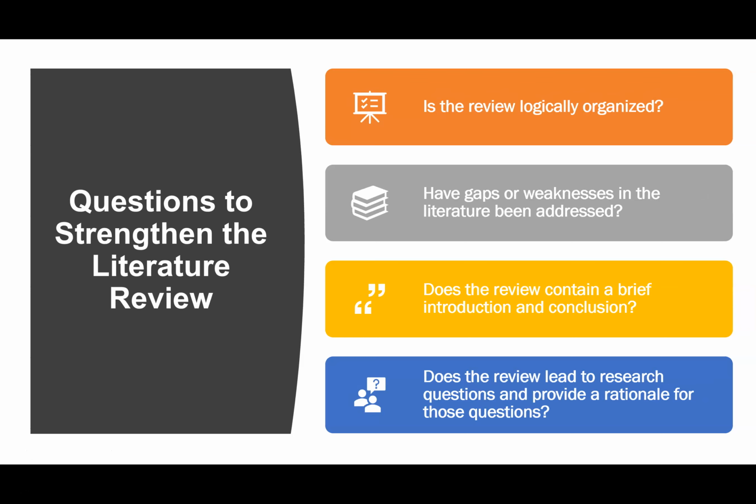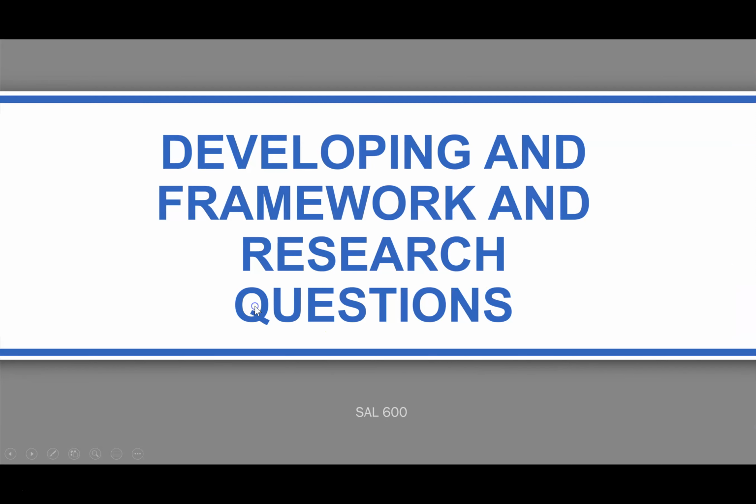Some other things that we want is for it to be logically organized, and usually the best way to do that is to organize it around themes or common issues. We want to make sure that we talk about where the gaps are. We want to make sure we have an introduction and a conclusion. We want to make sure that our review of lit leads right into our research questions and a rationale for those questions. And again, I will explain this in depth, guys, as you get ready to write this thing in week 8. So that concludes our talk about review of literature.